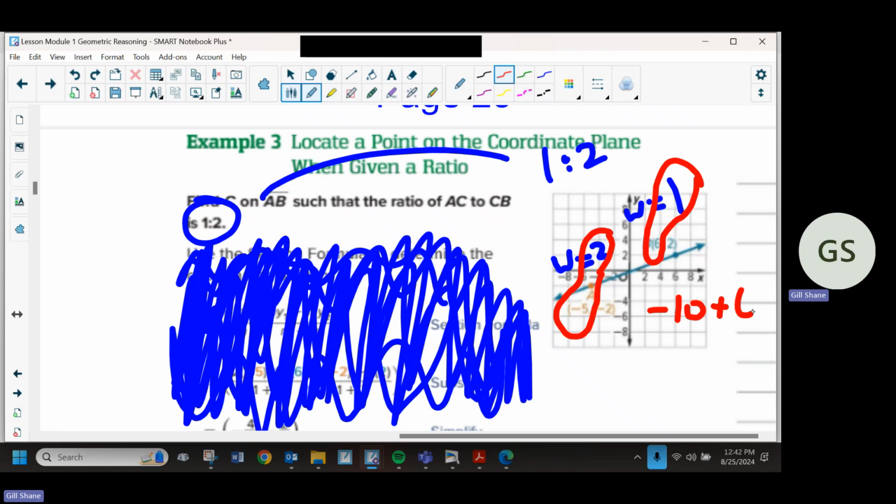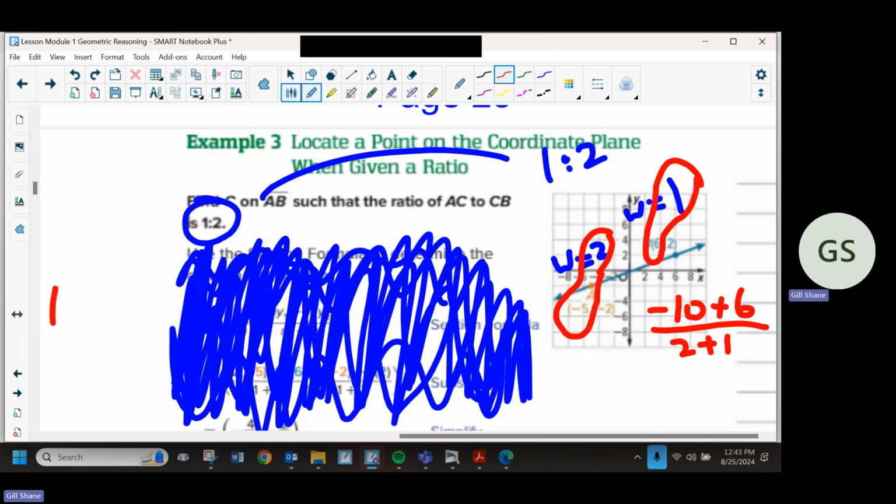You have it in your book if you can't read it as well, because I covered it up a little bit. Divide that by the weights added together. So I get -4 divided by 3. So that is my x value. I use the x values to find that first answer. So that is the x value of my final answer.